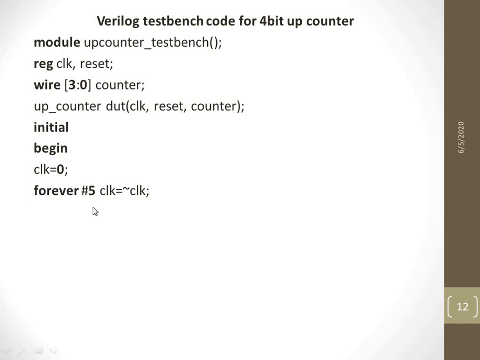Forever #5 indicates that all the time, after every 5 nanoseconds, clock is not of clock. That means when it is 0, after 5 nanoseconds it will become 1. Again after 5 nanoseconds it becomes 0. Again after 5 nanoseconds it becomes 1. That means in a 10 nanosecond period of time, my clock will be generated with 5 nanoseconds low and 5 nanoseconds high. So forever indicates it is a continuous generation of the clock.